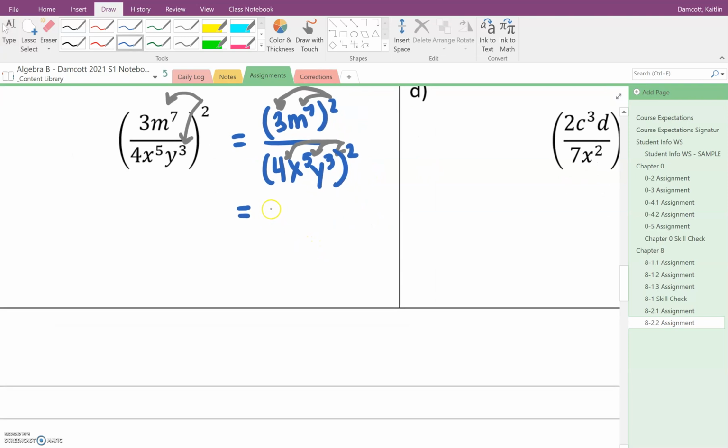All right, so rewriting. Starting with the 3, the square being distributed to the 3. We've got 3 squared. We're going to have m to the 7th squared, so I'm just going to put m to the 7th in parentheses, and we're going to square that. And then on the bottom, we have to distribute the square to the 4, the x to the 5th, and the y to the 3rd. So I've got 4 squared, x to the 5th squared, and y to the 3rd squared.